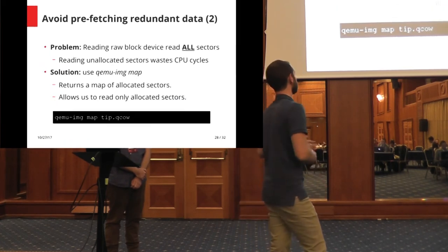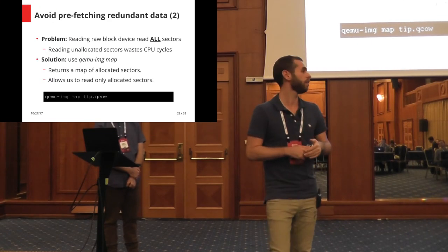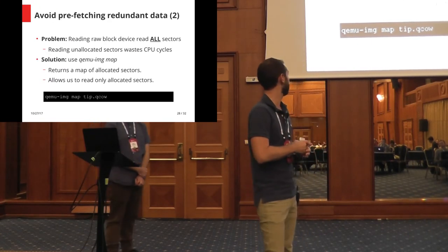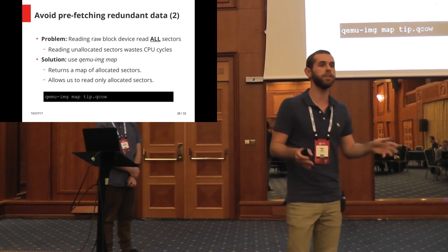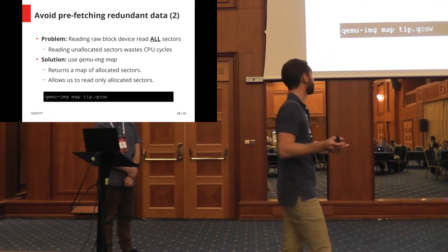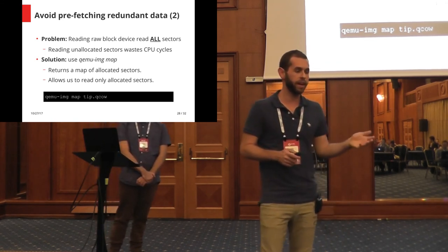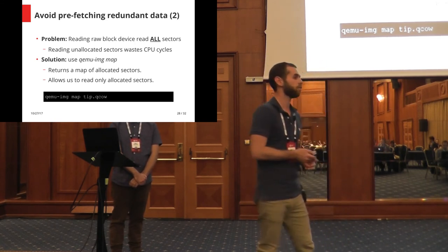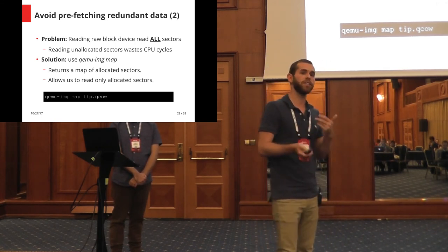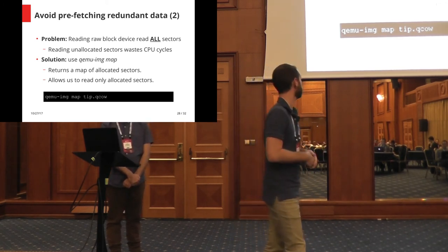But it introduces another problem. When we use DD to read all the sectors, the problem is that we read a lot of unallocated data, right? Usually the virtual disk is rather empty. There are many empty sectors. So when we use DD to do that, we just waste a lot of CPU cycles by reading empty data. So we would like to know where the real data is, right? Which sectors are allocated and which not.